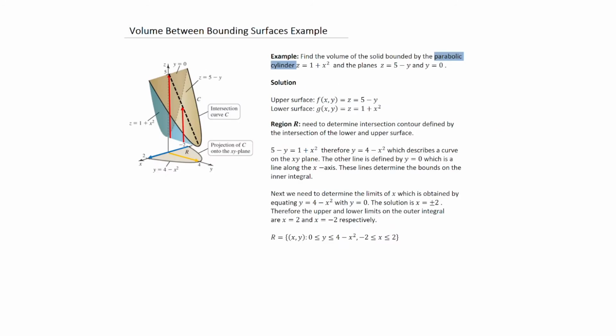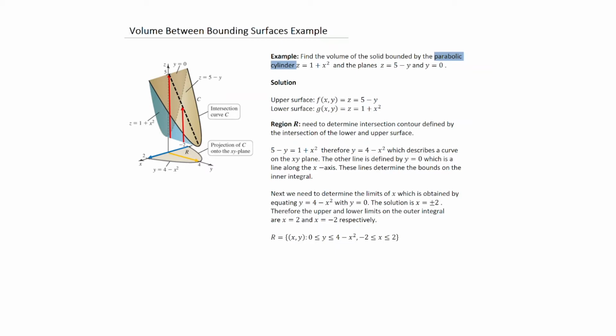All right, so let's take an example. This is the volume between bounding surfaces. The problem asks you to find the volume of the solid bounded by the parabolic cylinder, z equals 1 plus x squared, and the plane z equals 5 minus y and y equals 0. So if we look at it from a picture point of view, the first thing we need to do is to sketch it.